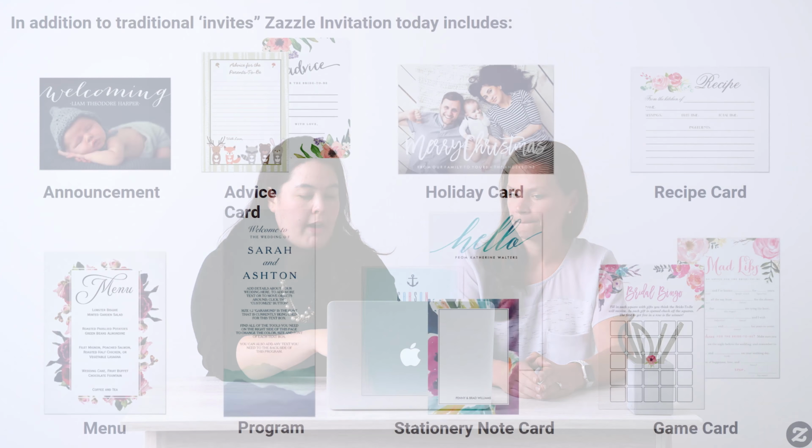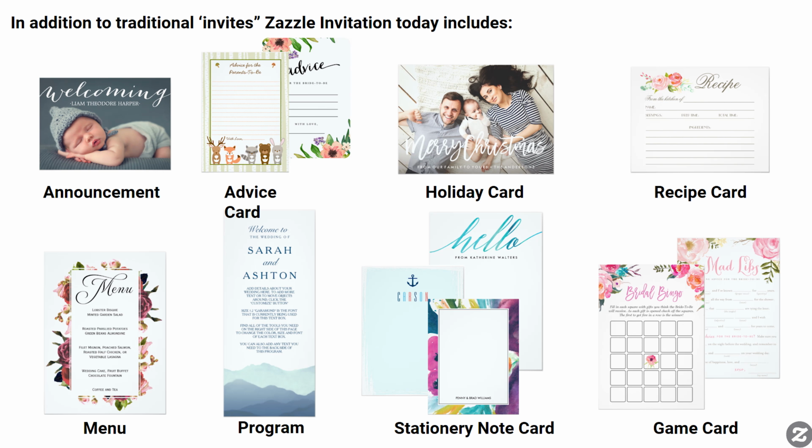So it's specifically invite, but what we're seeing are announcements, advice cards, holiday cards, recipe cards, menus, programs, stationery notes, and even game cards all on the same product type, which is great because customers are loving it and they're buying it, but it's becoming harder and harder to differentiate and surface product types when they're designing.